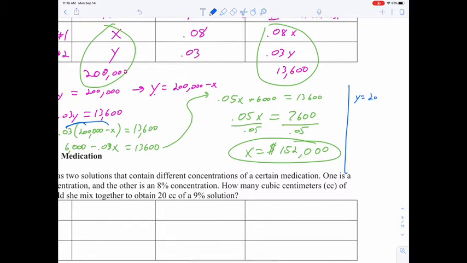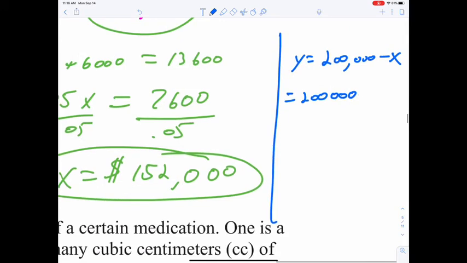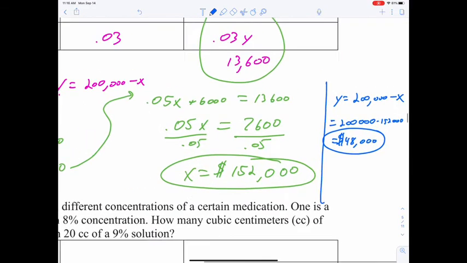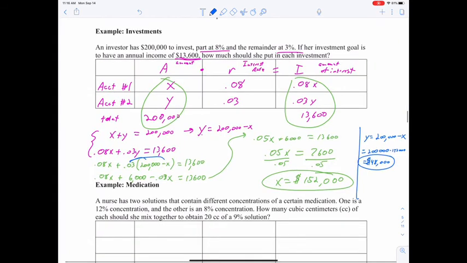So 200,000 minus x, we know. 200,000 minus 152,000 is 48,000, of course, dollars, right? Remember, in word problems, make sure you use the units from the question in your final answer. So there we go. In the first account, we'll put 152,000. In the second account, 48,000. All right, and there you go.